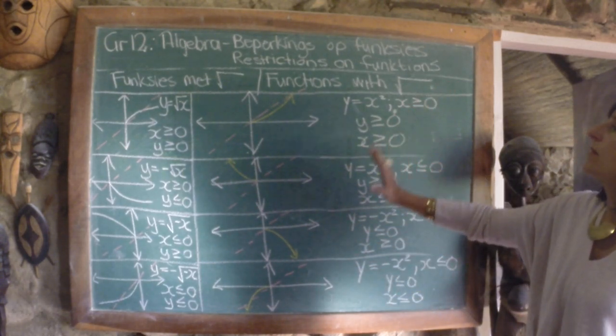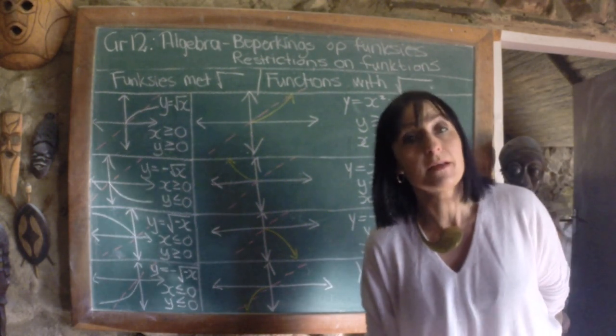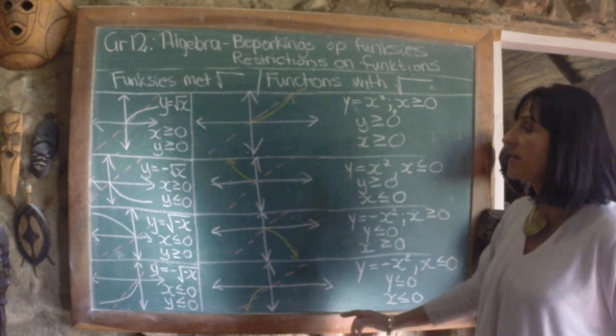And that's the summary of our root functions. Jy kan dit baie goed uit jou kop uit gaan leer, die opsomming van ons wortelfunksies met sy beperkings.